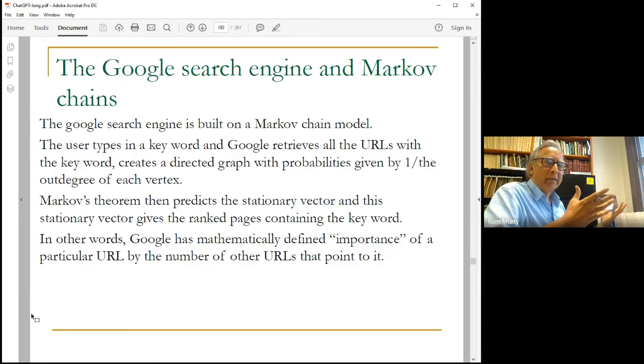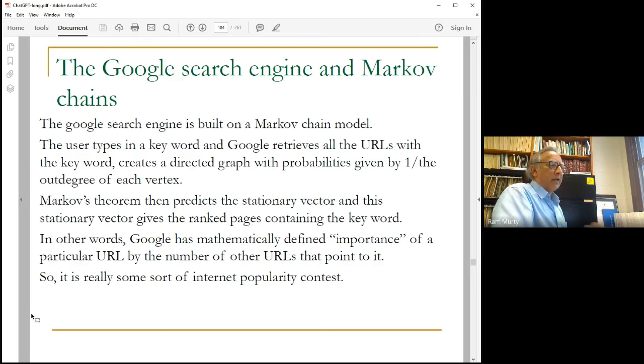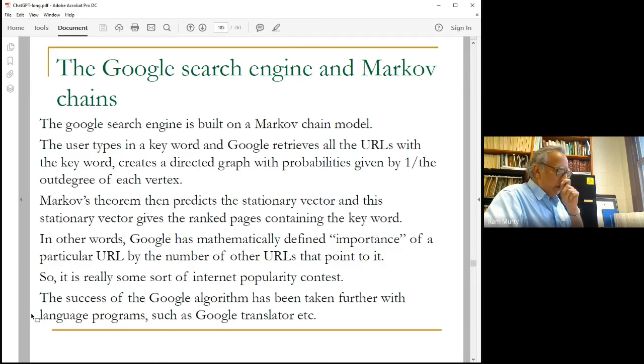But how did it determine mathematically which page was important? Well, it determined it by a popularity contest. In other words, Google has mathematically defined the importance of a particular website by the number of other websites that point to it. So, trying to quantify it, it's really some sort of internet popularity contest. And so once we understand what Google is doing, we will also see its limitations. With Google, it's a popularity contest, so it's not infallible. Some of the papers that are probably very important may not even show up simply because not many people know about them.